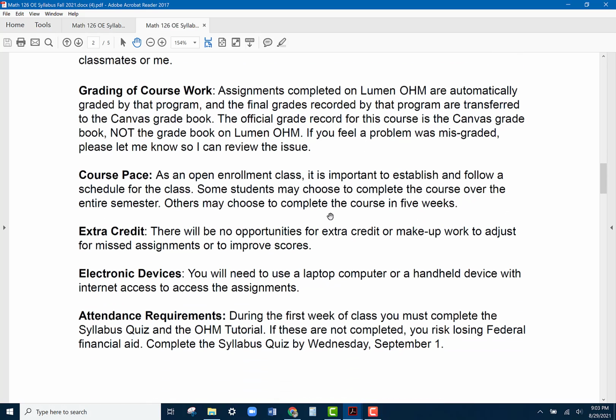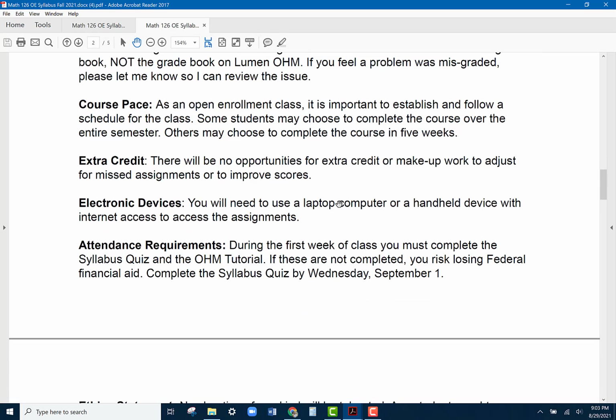Course pace. As an open enrollment class, it is important to establish and follow a schedule for the class. Some students may choose to complete the course over the entire semester. Others may choose to complete the course in 5 weeks or whatever works for you, but it's important to come up with that schedule and stick with it so we don't get behind and have too much to do at the very end.